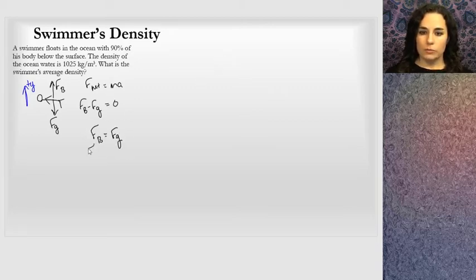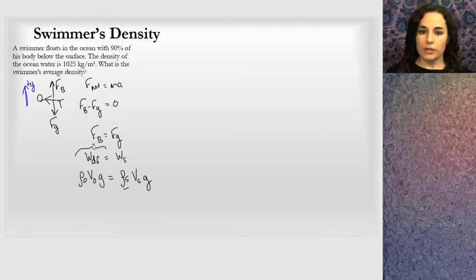Okay, well, I know what the buoyant force is. The buoyant force is the weight of the displaced fluid, which is in this case ocean water. So the weight of the displaced ocean water has to equal the weight of this swimmer. I'm going to write in what I know about weight. I'm going to take the density of the ocean water, the volume of the ocean water, and times g. That's equal to weight. The weight of the swimmer is going to be the density of the swimmer, which is what we're trying to find, the volume of the swimmer times g.